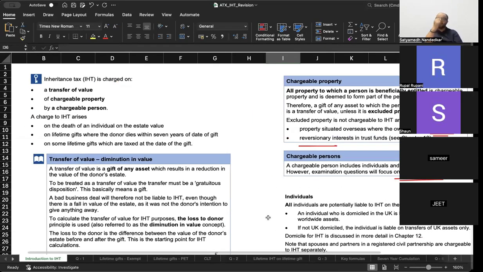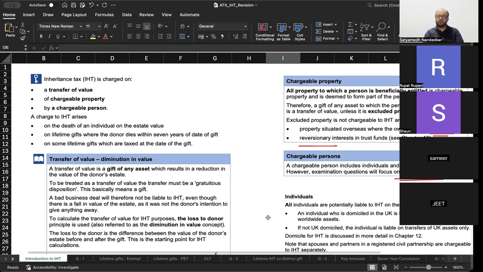Now, inheritance tax is basically a tax on transfer of value of a chargeable property by a chargeable person. So, in all of the inheritance tax questions, the first thing that you should calculate is the transfer of value. And how is this transfer of value calculated? Transfer of value is value of the estate before the transfer minus value of the estate after the transfer.